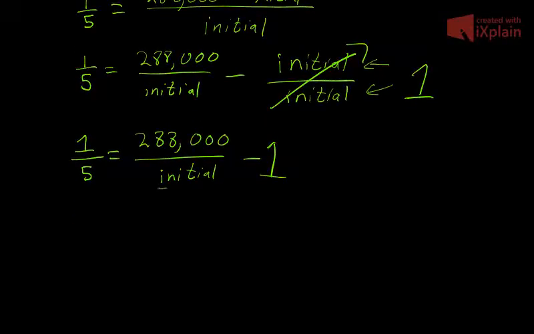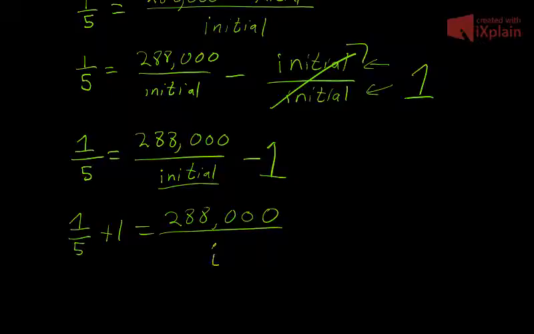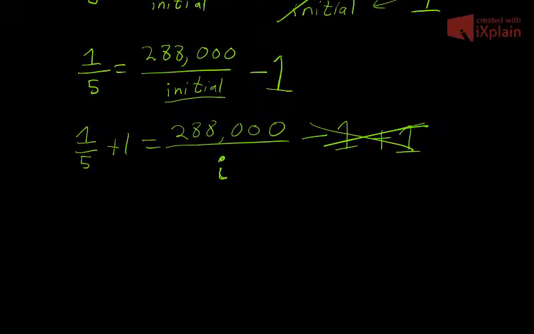So what we want to do is to figure out what this initial is. And we can almost cross multiply, but we have this pesky 1 here. So to get to where I can cross multiply, I'm going to add 1 to both sides. So I have 1/5 plus 1 equals 288,000 over my initial, which I'm just going to write as I, so I don't have to write out the whole thing, minus 1 plus 1. If I take something, subtract 1, add 1, it stays the same, so that cancels out. 1/5 plus 1 is going to be 6/5 equals 288,000 over I.